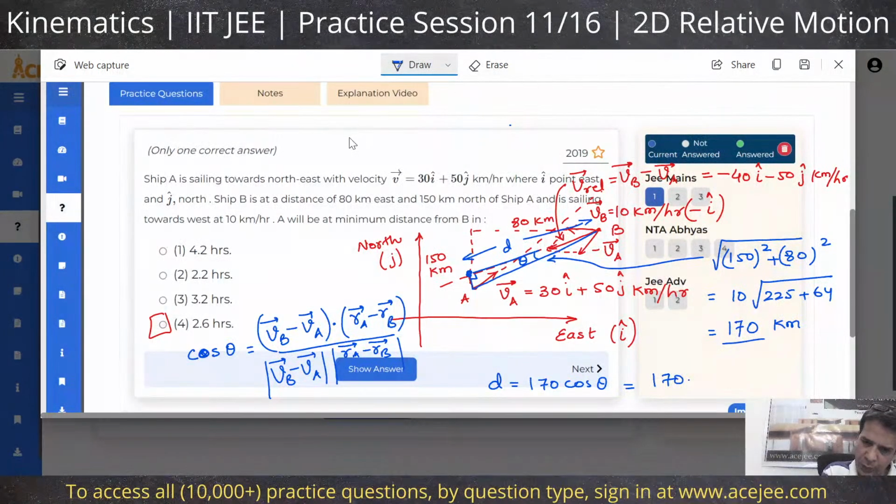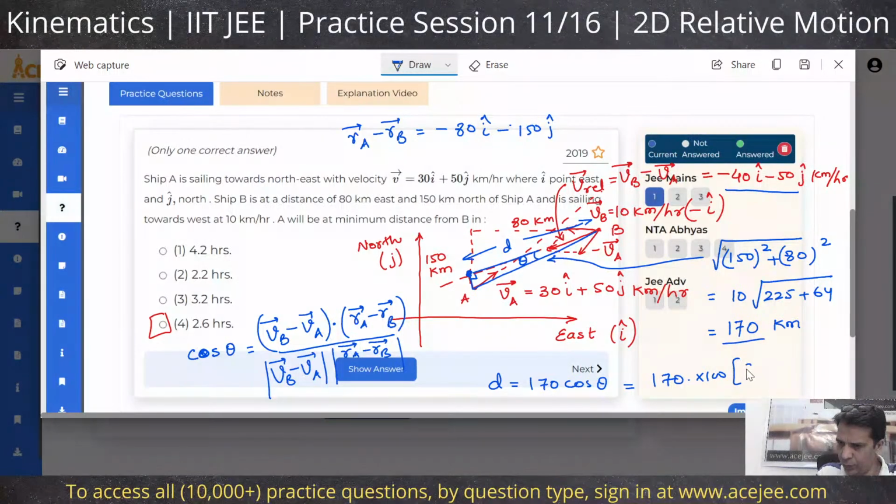So let me just quickly write what is RA minus RB. RA minus RB is minus 80 kilometers, minus 80i minus, what was this distance? 150 kilometers, minus 150j. VB minus VA, we have already done that. So what is their dot product? I'm going to take 100 out, so I'll be left with 4832 plus 15575.